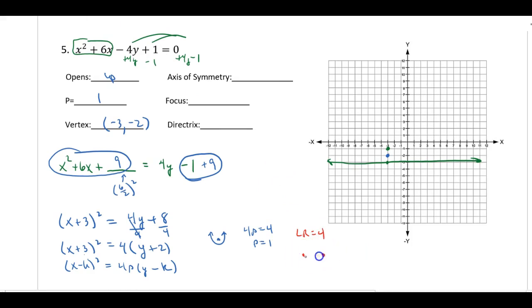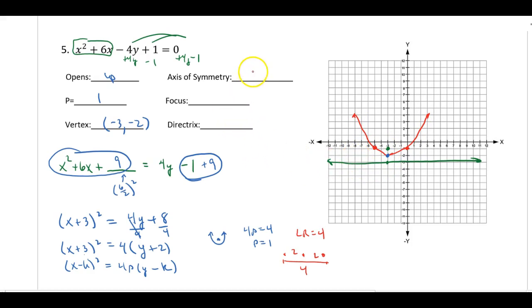and look, that's my focus. The length of this is 4, so 2 on each side. So I go to my focus, right 2, left 2. Now the vertex to the endpoint of the latus rectum, and there we go.